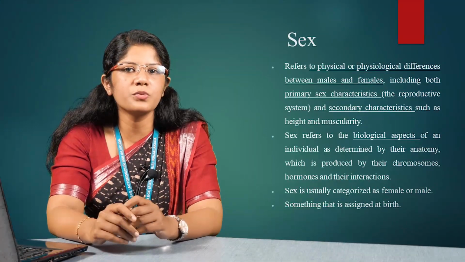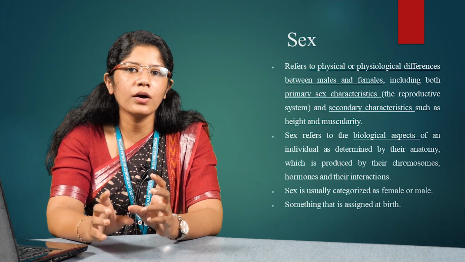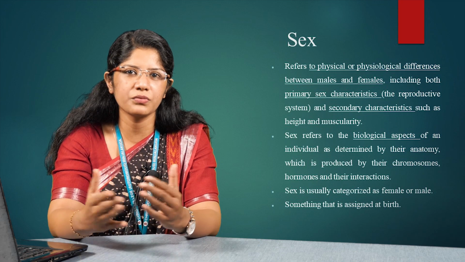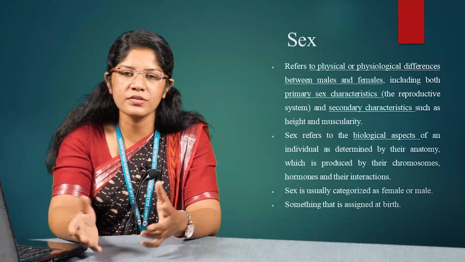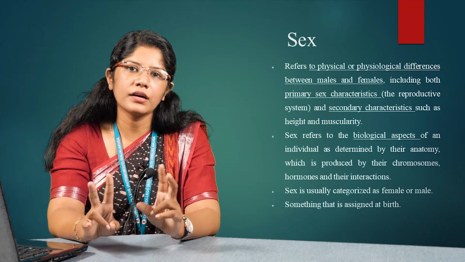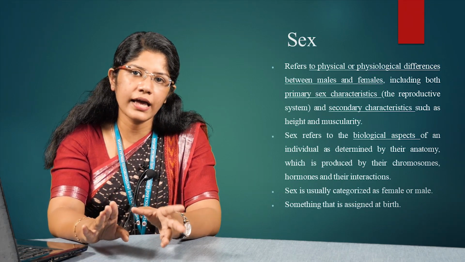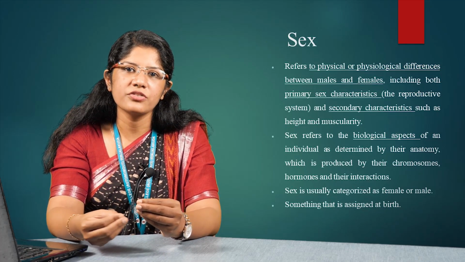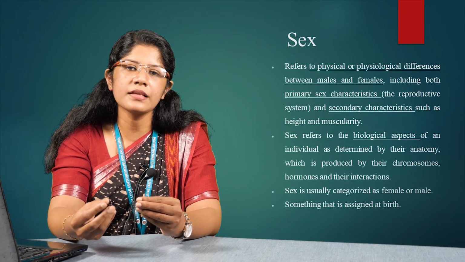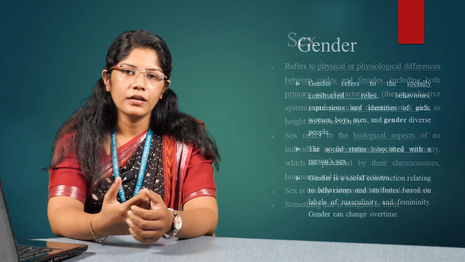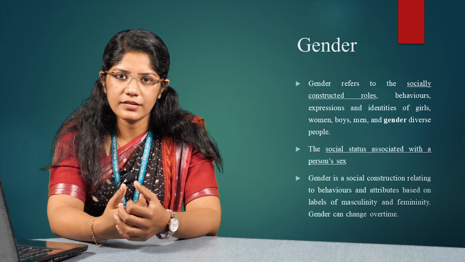In simple words, sex is the biological aspect that includes the anatomy of an individual, which differentiates the chromosomes, hormones, etc. We can find just two sexes, male and female. In other words, sex is something which an individual gets by birth. Next, I'll be dealing with gender.